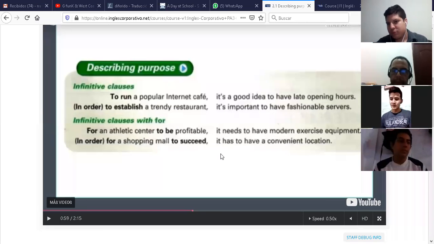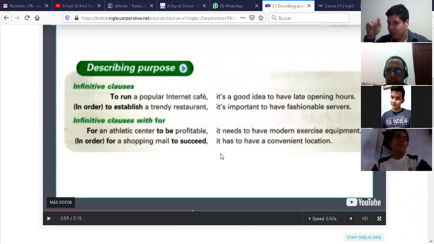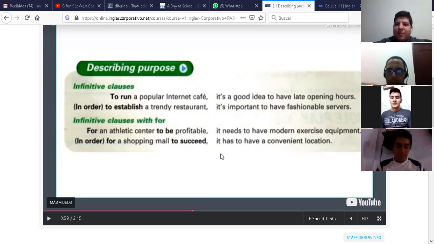I got a few. I'm going to give you one, but with this structure. With two. Yes. To run a successful clothing store, we have to keep up with the latest style. It's a good idea too.